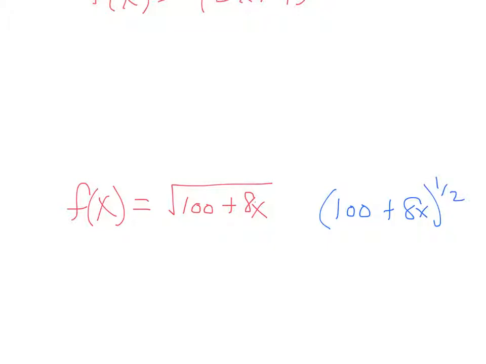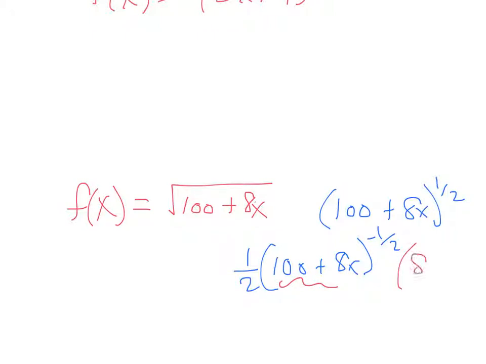And now my function is easier to see. I'm going to pull down my 1/2. I have 100 plus the 8x, I leave the inside alone, and 1/2 minus 1 is a negative 1/2. And now it's time for the inside, which is 0, and then it goes to 8.